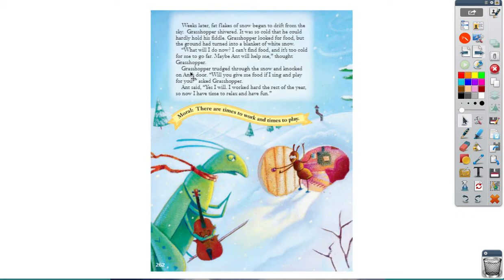What will I do now? I can't find food, and it's too cold for me to go far. Maybe Ant will help me, thought Grasshopper. Grasshopper trudged through the snow and knocked on Ant's door. Will you give me food if I sing and play for you? Asked Grasshopper. Ant said, Yes, I will. I worked hard for the rest of the year, so now I have time to relax and have fun.